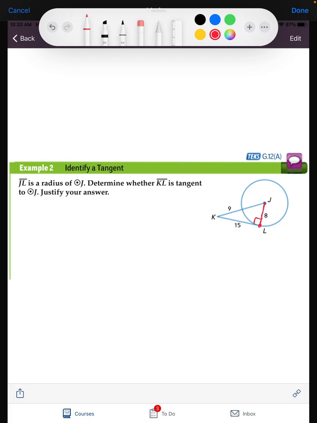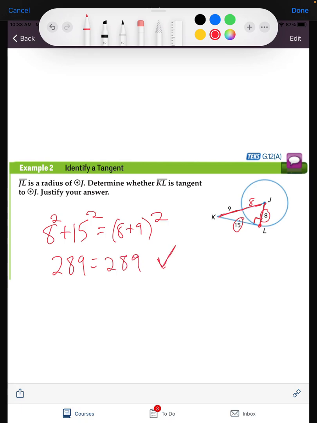If it is a right angle, then our Pythagorean theorem would work. We could say that 8 squared plus 15 squared, so this part plus this part, does that equal KJ squared? Since the radius is 8 here, we can say that this part is 8, so 8 plus 9 gives us this whole length. So our a squared plus b squared equals c squared. Does this check out? If we solve this, 289 equals 289. Just like we thought, our Pythagorean theorem works, so we can say that KL, this line here, is tangent to circle J because we have a right triangle.